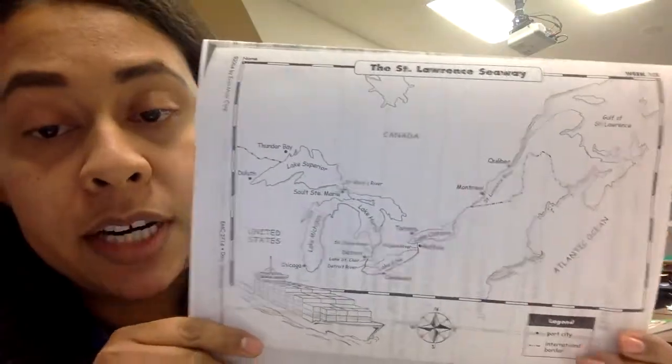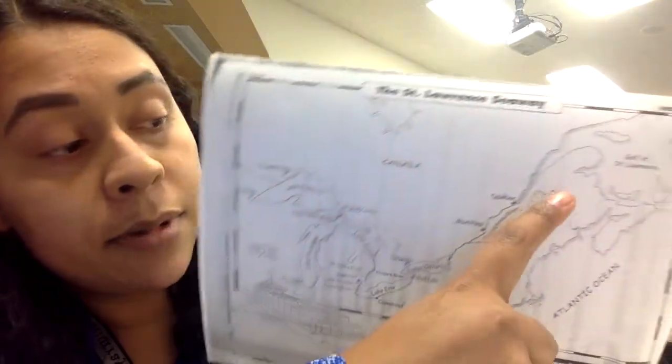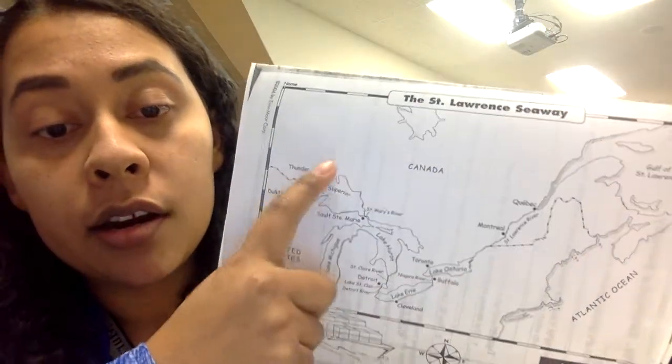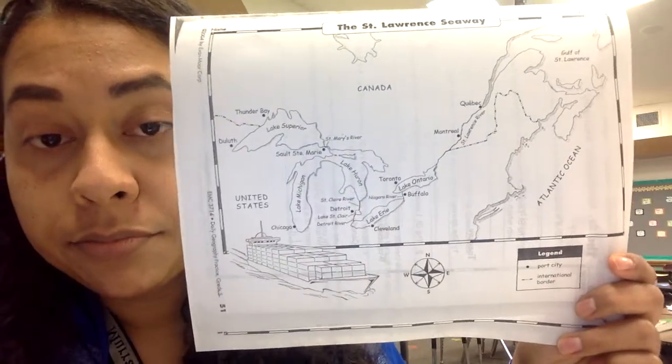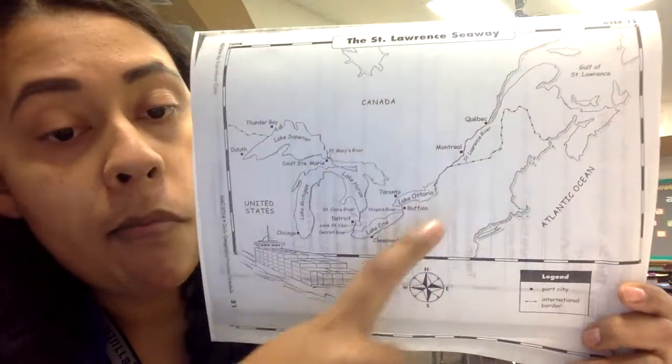So what are the 2 countries that are labeled on the map, right? Because the St. Lawrence Seaway is all of this right here. So which 2 countries are connected to this? Okay, that's Tuesday number 2.